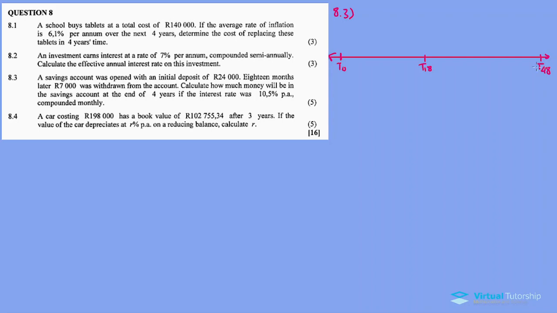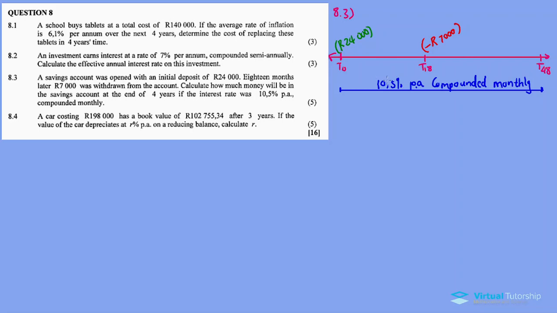T48 is what is after 4 years, or it's the end of the 4 years. 4 times 12 indicates 48, right? It's the number of months in 4 years, which is 48, and then lana it's T18 where there will be a withdrawal of 7,000 rand. So initially sicala sifaka imalini 24,000 rand. 18 months later ngi-withdraw 7,000 rand.